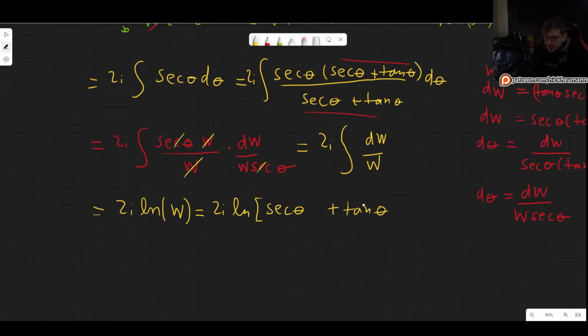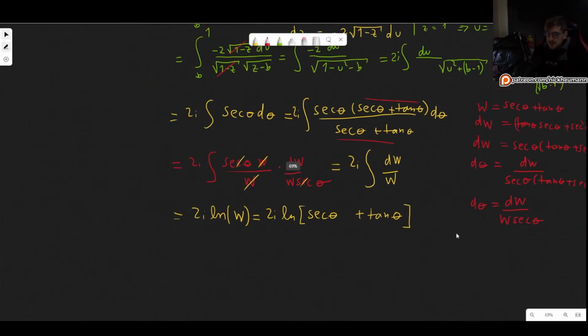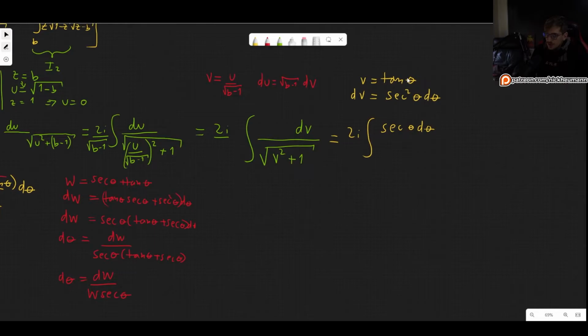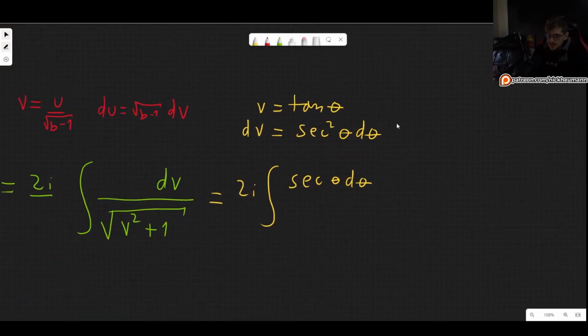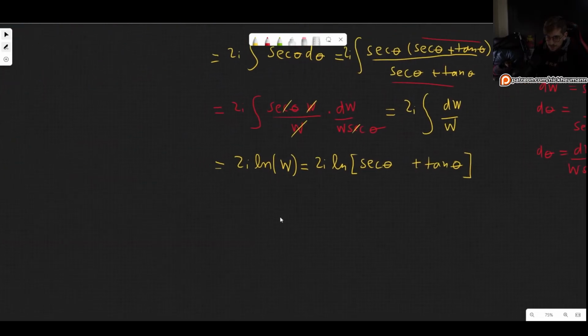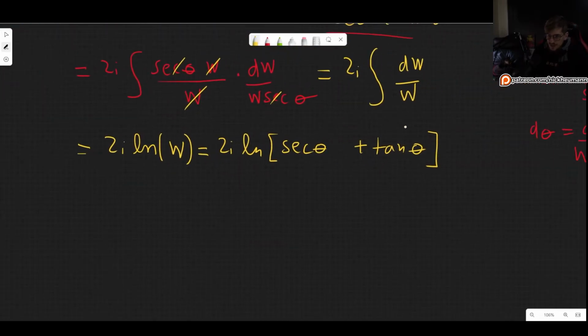There we go. And well, what is theta? I don't recall. So theta, we don't know what theta itself is yet. So theta is the inverse tangent of v. Okay, so let's plug it in. So here it's going to be easy because we have tangent of the inverse tangent of v. So that is simply v. So that part is easy. That is v. But here we have secant of the inverse tangent of v.